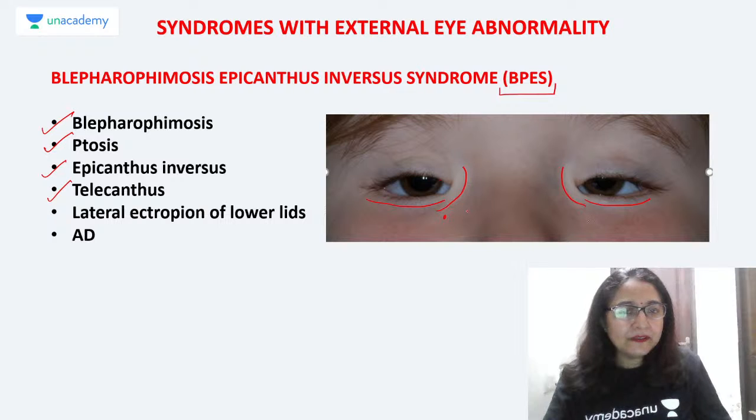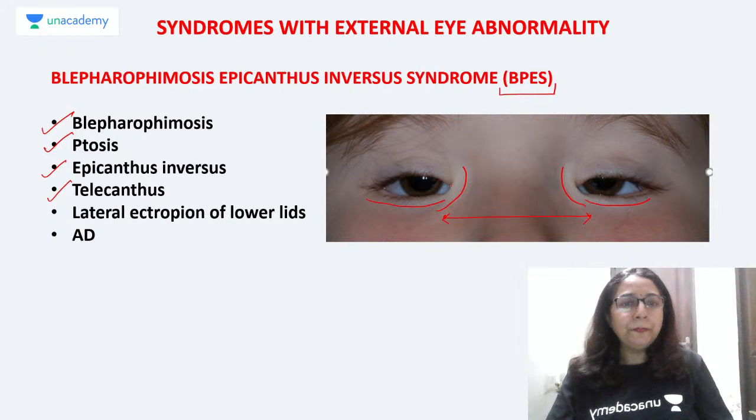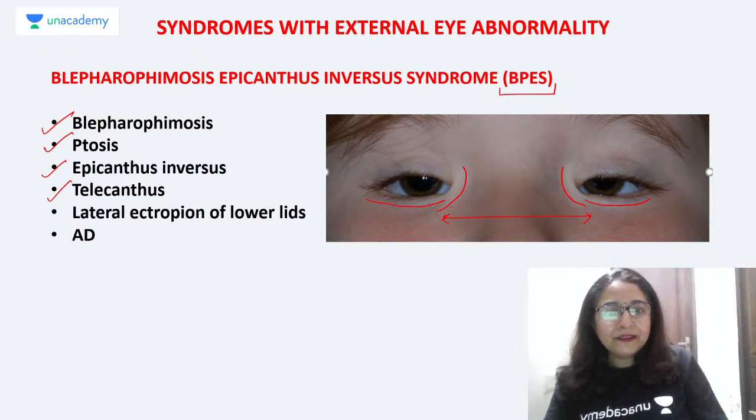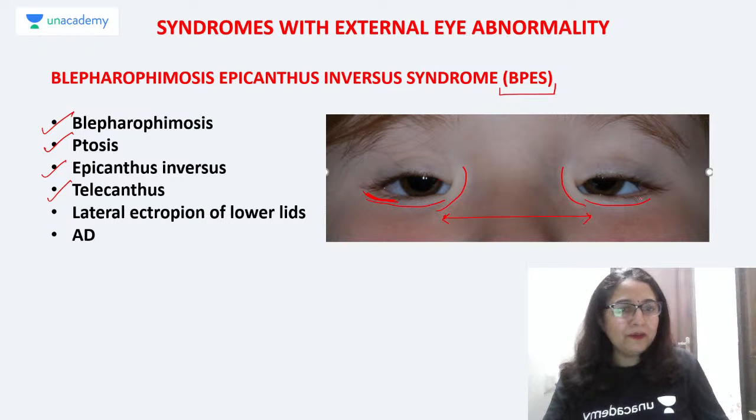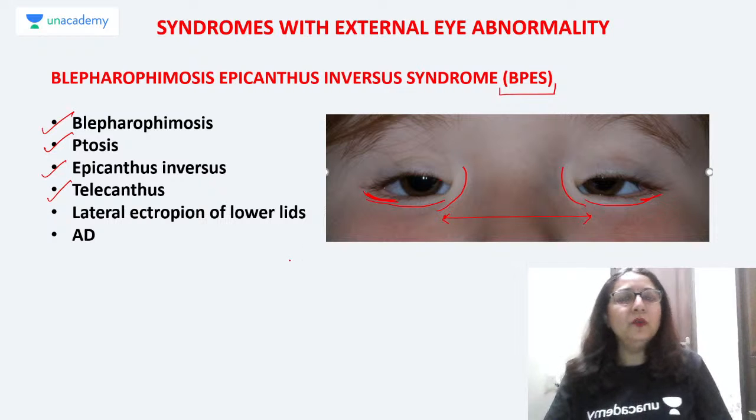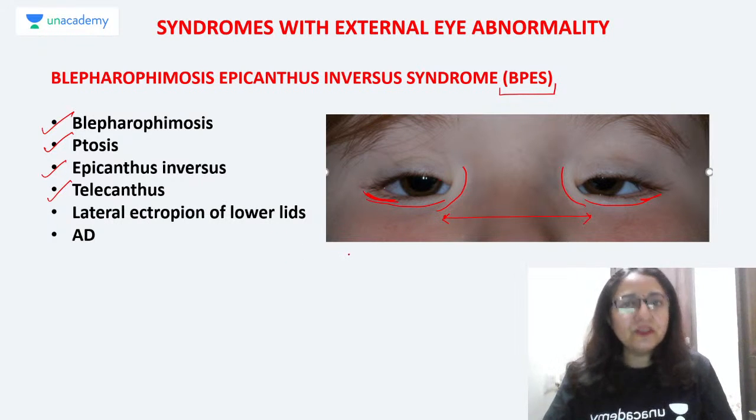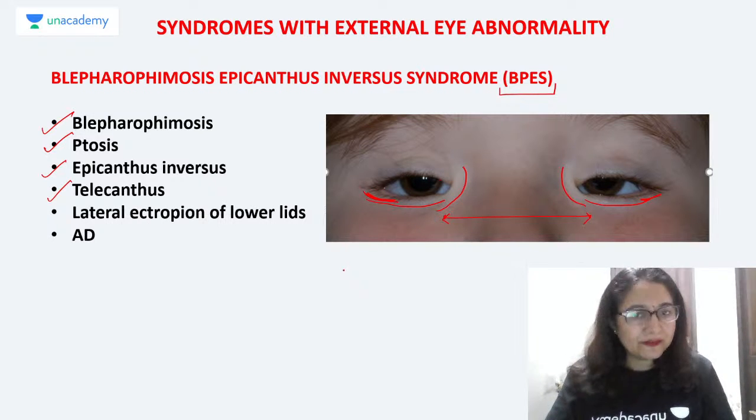Telecanthus is increased distance between the medial canthi of the two eyes. We know this is the medial canthus. The distance between the medial canthi of the two eyes is increased compared to normal. And last of all, there is lateral ectropion of the lower lids. Lateral means the outer one third of the lower lid has ectropion. So these are important features of BPES syndrome, blepharophimosis epicanthus inversus syndrome.